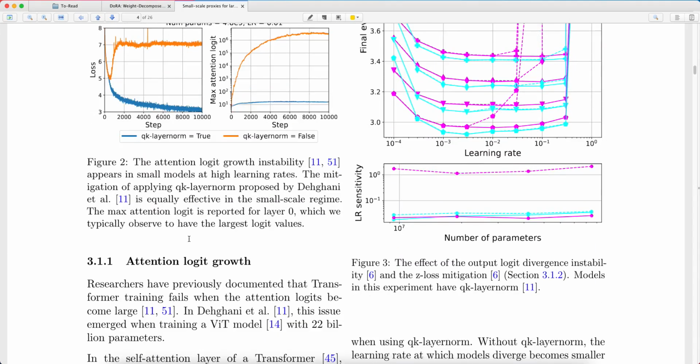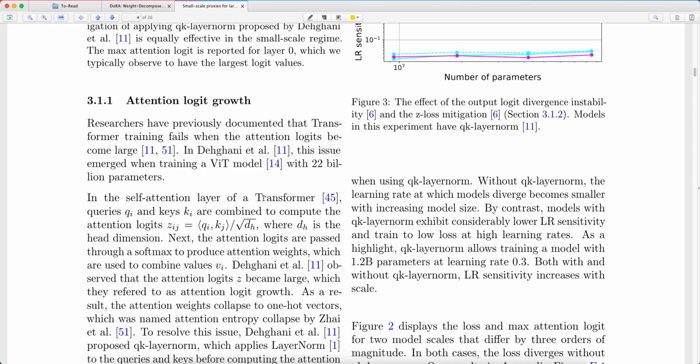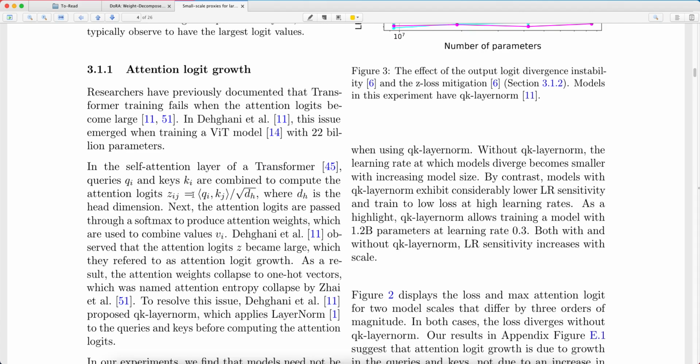All right, attention logit growth. Here we go. Researchers have previously documented that transformer training fails when the attention logits become large. This issue emerged when training a ViT model with 22 billion parameters. In the self-attention layer of a transformer, queries Q and keys K are combined to compute the attention logits. Z equals QK.